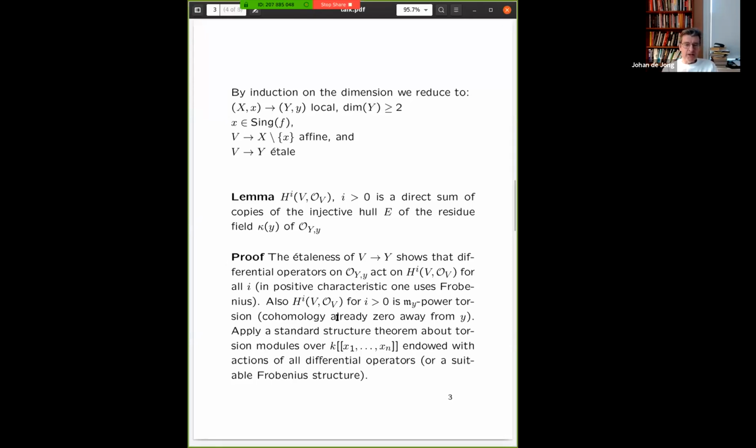Also, because we already know the affineness of V into here, can you see the highlight? Okay, then we already know that the cohomology here has no support away from the closed point at the bottom. Okay, so it's a torsion module. It's an m_Y-power torsion module. And then there's a structure theorem that says that if you have, over a power series ring, any module which is power torsion for the maximal ideal, and the field K is characteristic zero and all differential operators act, then it has to be a direct sum of copies of the injective hull of the residue field. And so then you get the lemma. So that wasn't so bad. Okay.